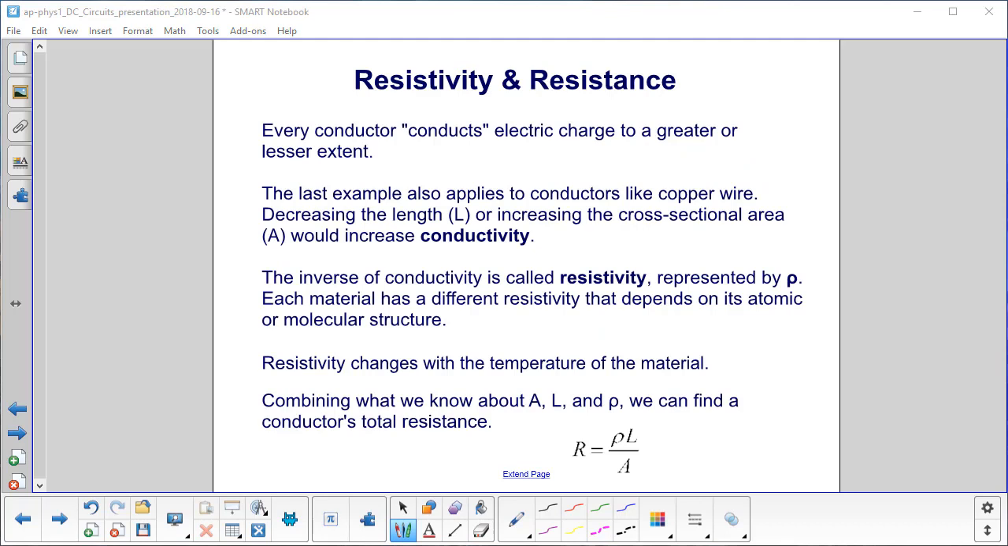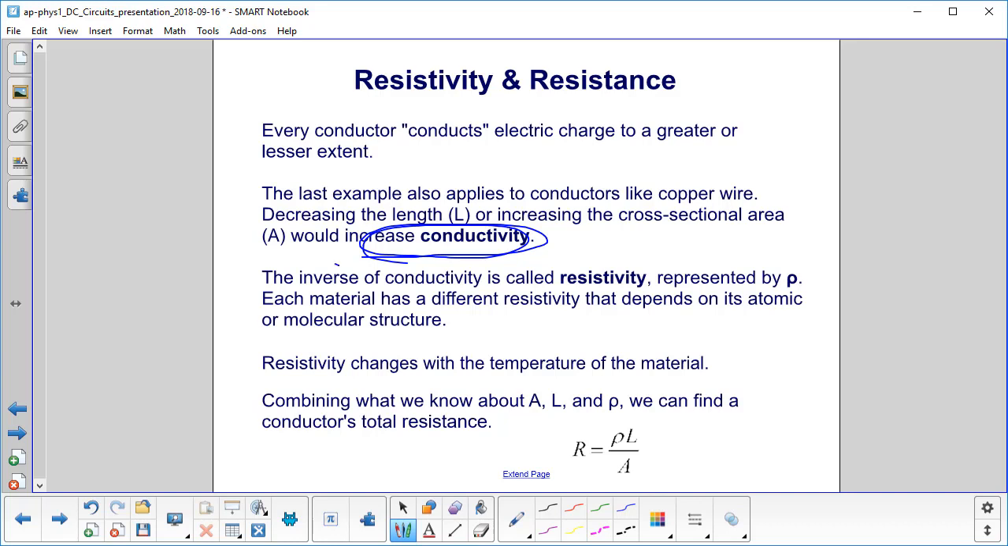We mentioned earlier that every conductor conducts electric charge to a greater or lesser extent. The last example that we used on water works for copper wire. If we decrease the length or increase the cross-sectional area, we increase the conductivity. More current can flow. We showed that increasing the length of the pipe would mean less current, so decreasing it we'd have more current.